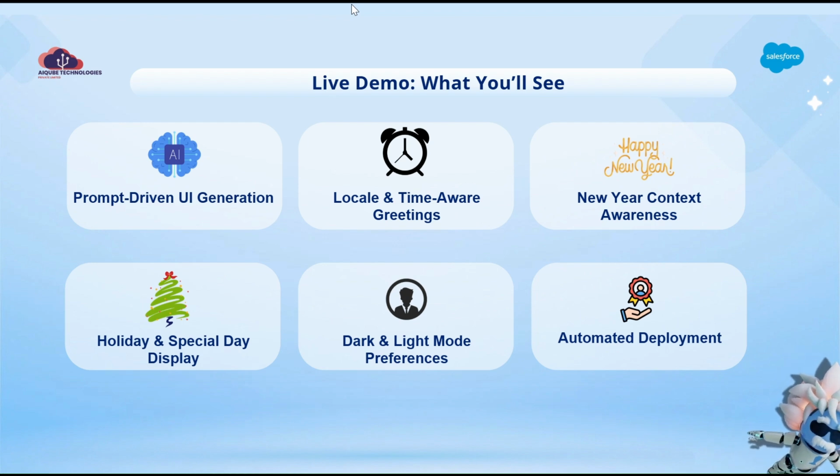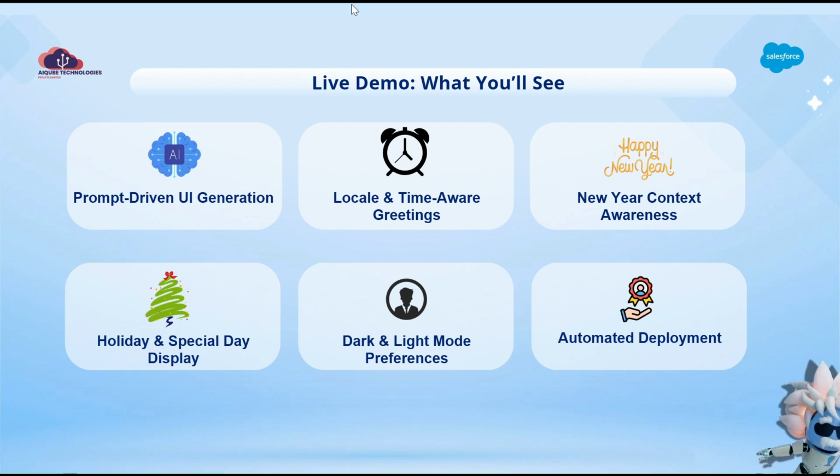Second, local and time-aware greetings. The component displays good morning, good afternoon, and good evening messages based on the user's local and system time, making it globally usable. Third, New Year context awareness. For dates like 30th December or 31st December, the component automatically activates a New Year countdown driven entirely through the prompt-derived logic.